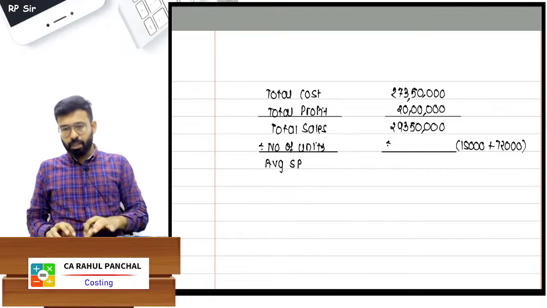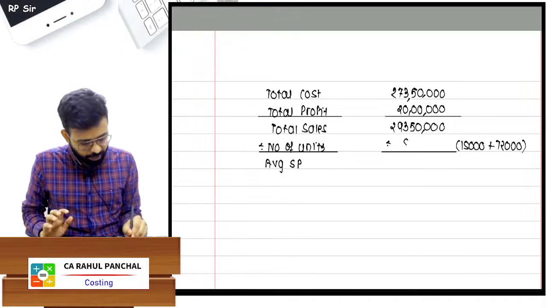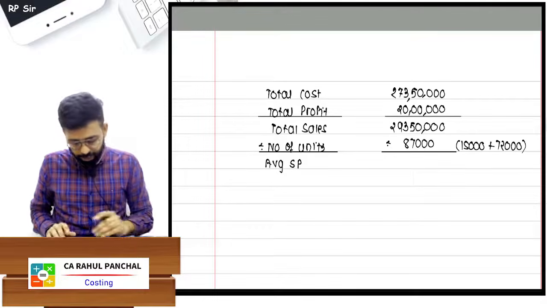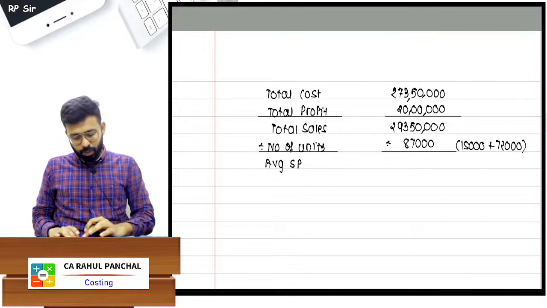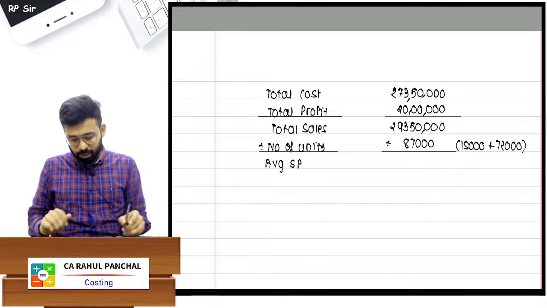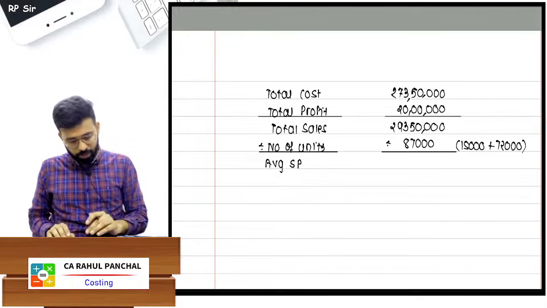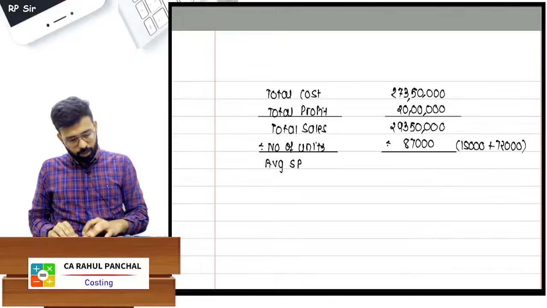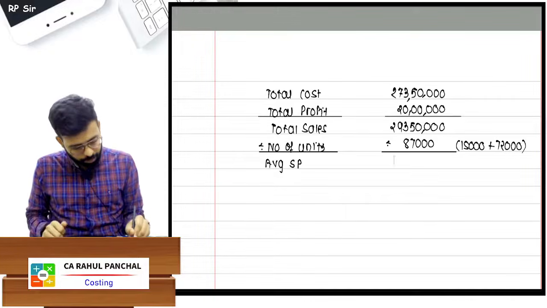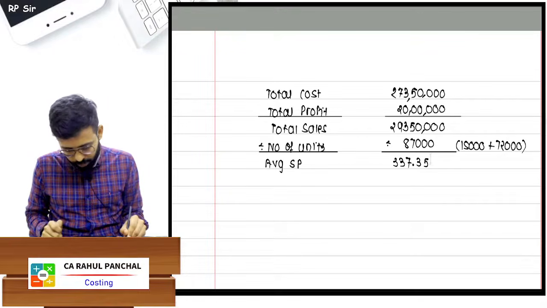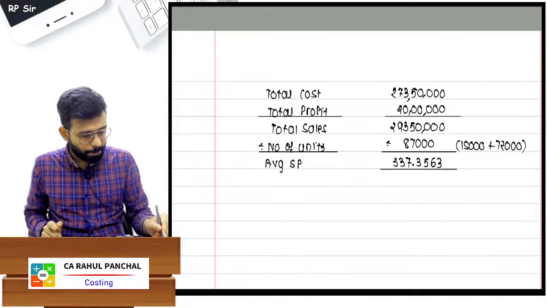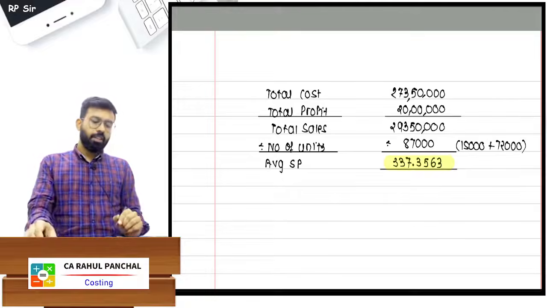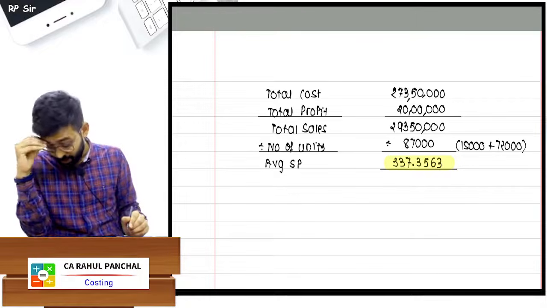Okay, so 15,000 plus 72,000, you will get 87,000, and the value to be divided is 2 crore 93 lakh 50,000. Then your average price is 2 crore 93 lakh 50,000 divided by 87,000, which is 337. You can keep 2 decimals, or 4 decimals also, that is okay. I'm keeping 4 decimals. 2 decimals are also okay in this chapter. That is 337.3563.